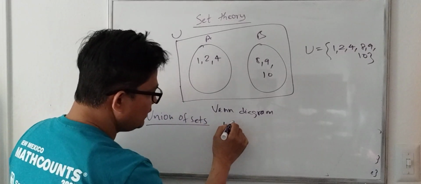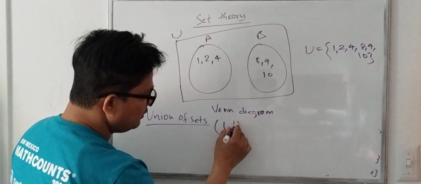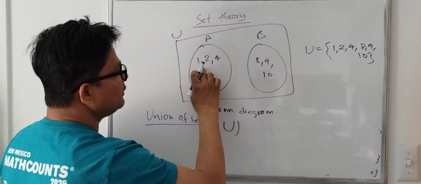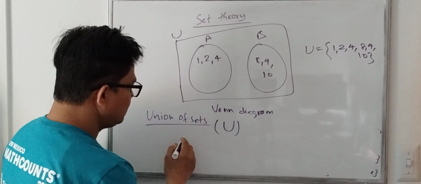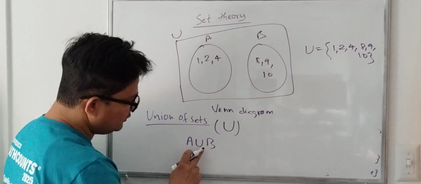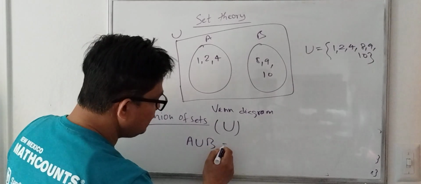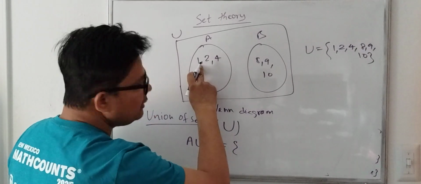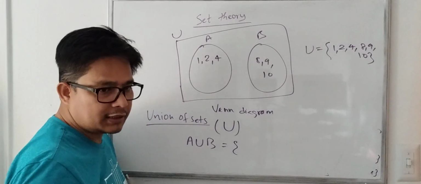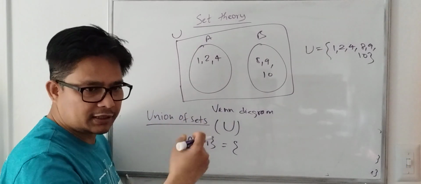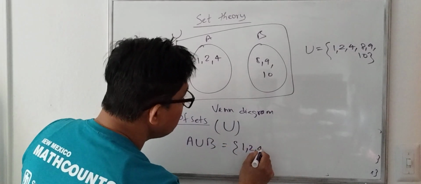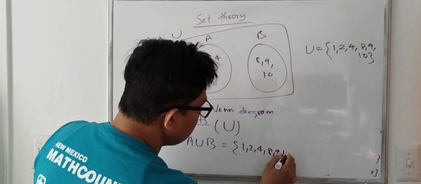Union is represented by U. If A and B are two sets like 1, 2, 4, 8, 9, 10, the union of A and B, you have to write like this: A, U sign for union, and B is all the elements from A and all the elements from B. And if there is some common element, then you have to take that element once. I'm giving you that example also. So 1, 2, 4, 8, 9, 10.